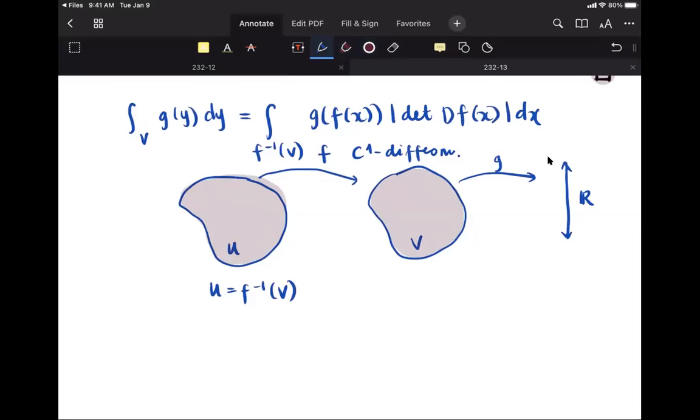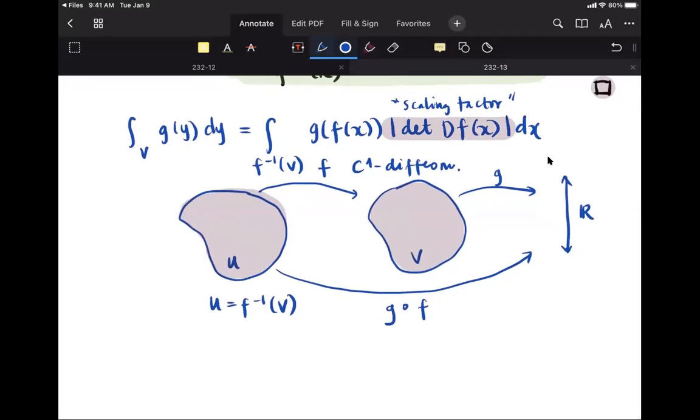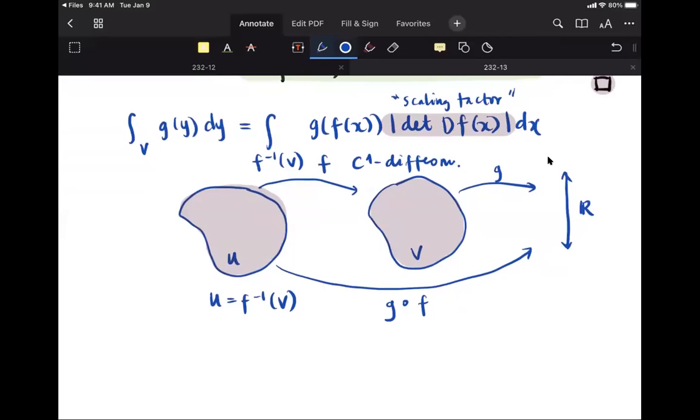So that is now a map from U, which is the inverse image of V under F, into R. But now you will have what we call a scaling factor. So this measures how the deformation from U to V via the C1 diffeomorphism F.